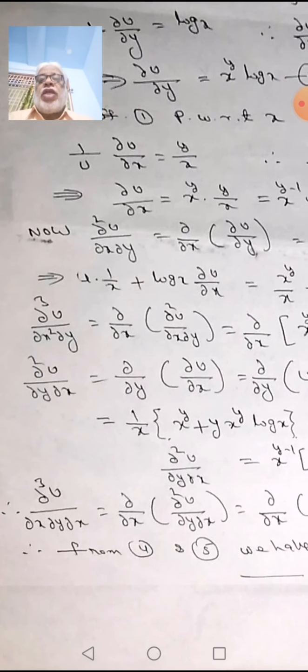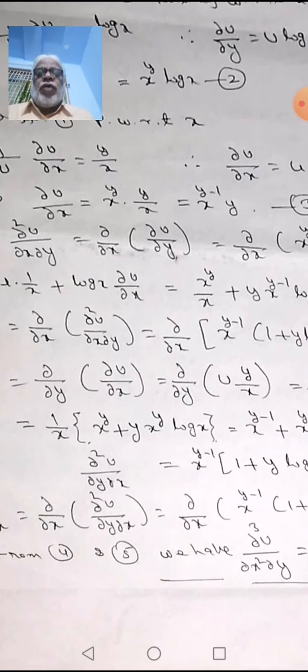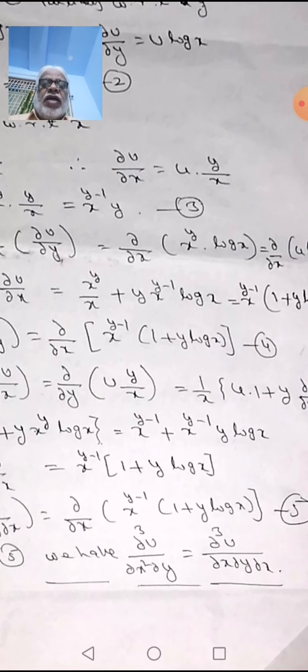So what is ∂³u/∂x²∂y? That is ∂/∂x of ∂²u/∂x∂y. What is the value of ∂²u/∂x∂y? That is x power y minus 1 of 1 plus y log x.